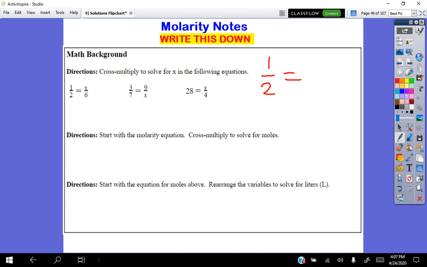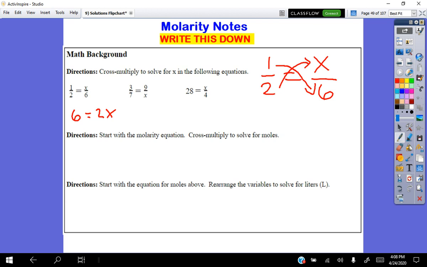In order to solve this, we need to cross multiply. What I mean by that is we have to take the top of the first fraction and multiply by the bottom of the second fraction. So 1 times 6 is 6. And then we set that equal to the bottom of the first fraction times the top of the second fraction. 2 times x. And we end up with this equation, 6 is equal to 2x.